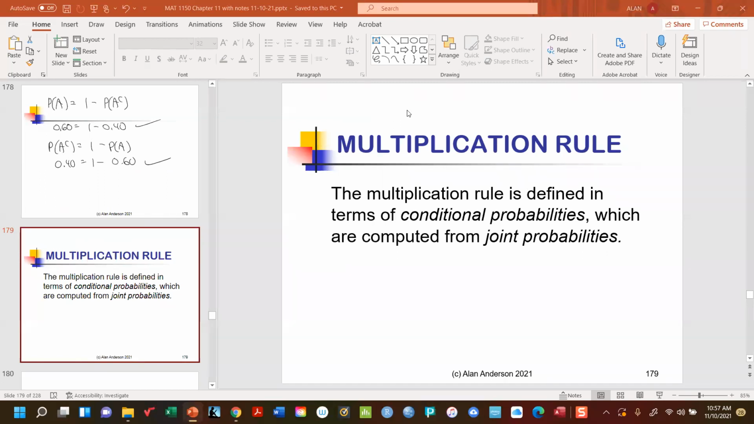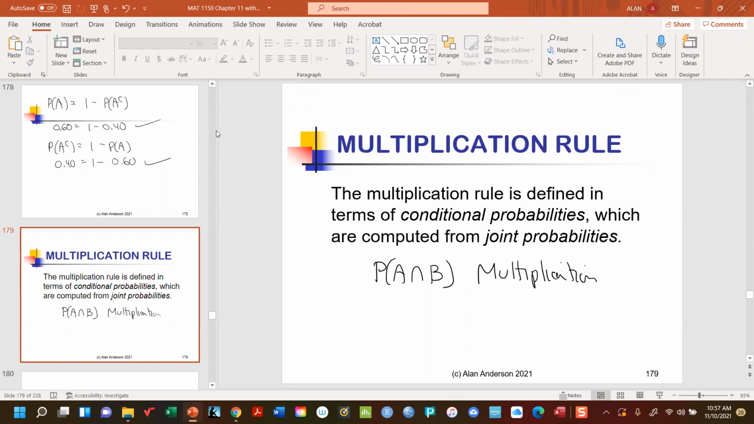So the multiplication rule is used to calculate the probability of an intersection. Okay, so let me just mention that right up front. So the multiplication rule is used to calculate this type of probability, the probability of A and B, or A intersect B. Okay, this is the multiplication rule.